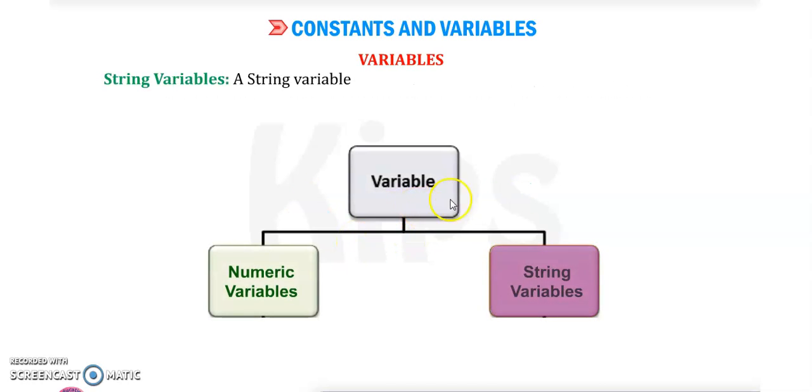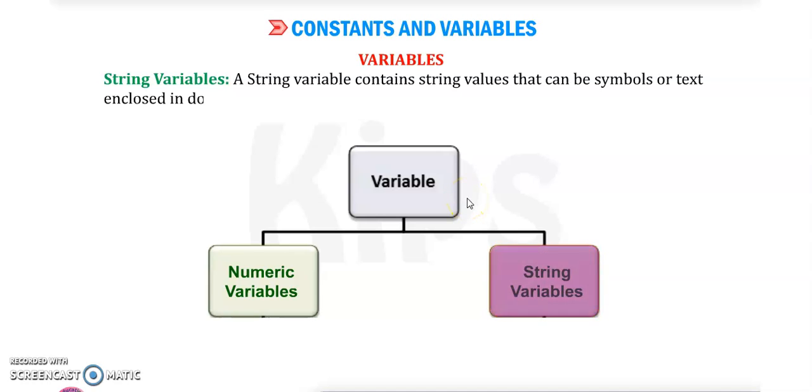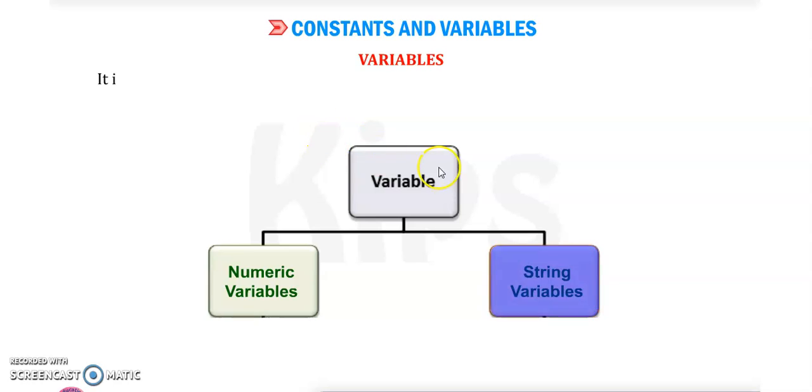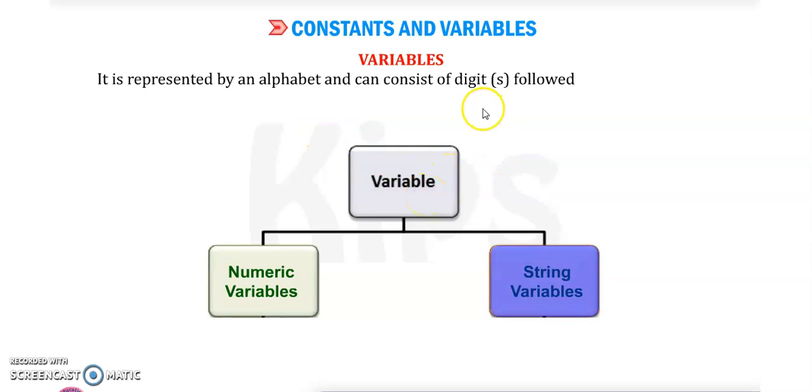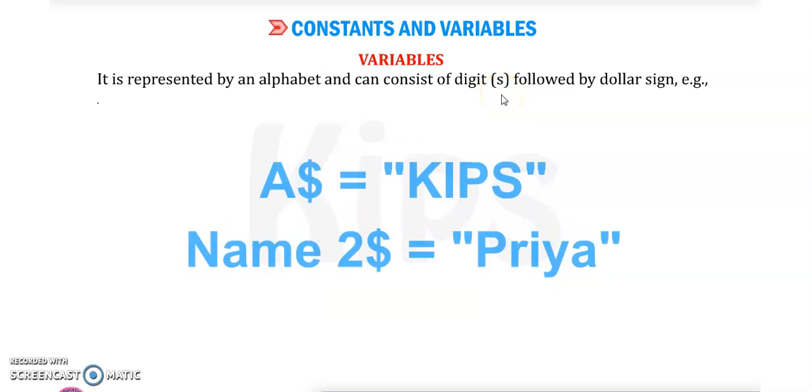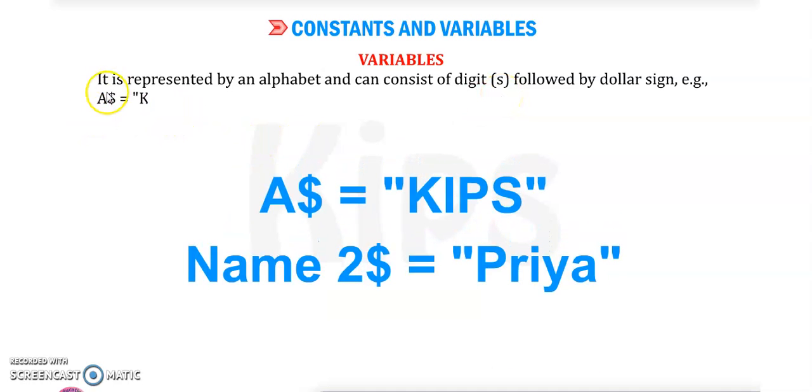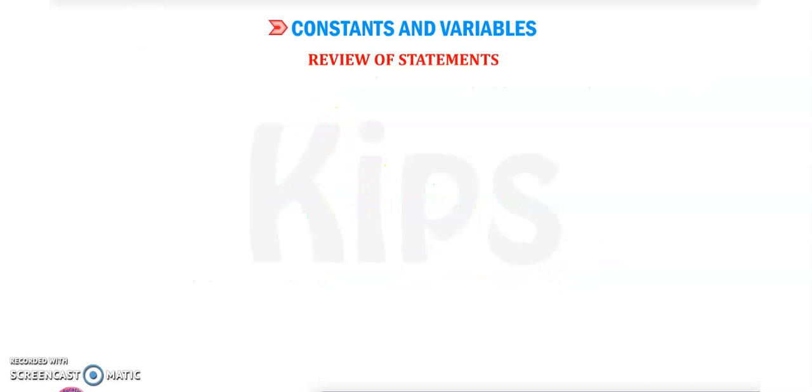Next is string variable. A string variable contains string values that can be symbols or text enclosed in double quotes. It is represented by an alphabet and can consist of digits, followed by the $ sign, like this: $A equal kips and name $2 equal inverted comma Priya.